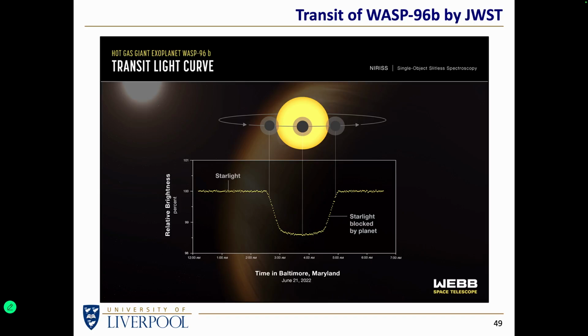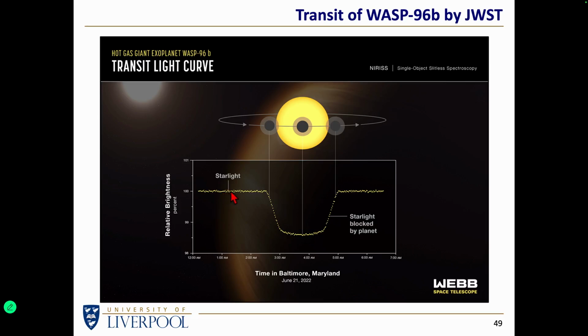Let's have a look at some actual data. So this is data from the James Webb Space Telescope of a particular planetary system that goes by the weird name of WASP-96. And here, this is the actual measured output of the star. And the scale here, if you can't read it, is 100% where it's level, and it drops to about 98.5%. So this particular planet is blocking about 1.5% of the starlight.